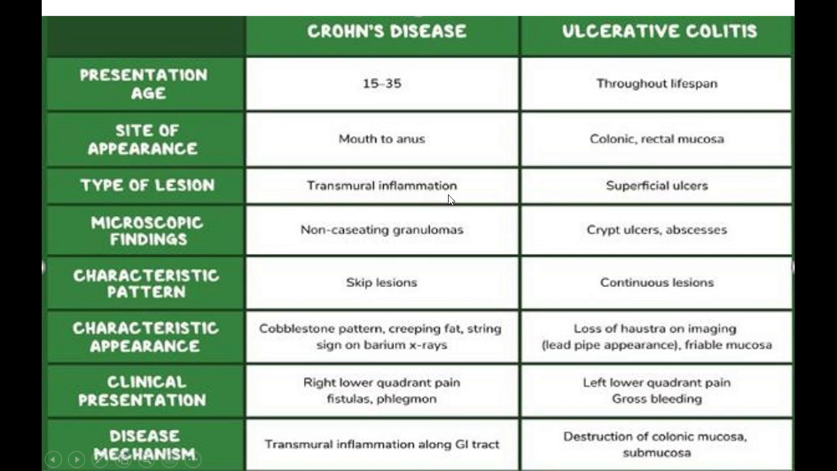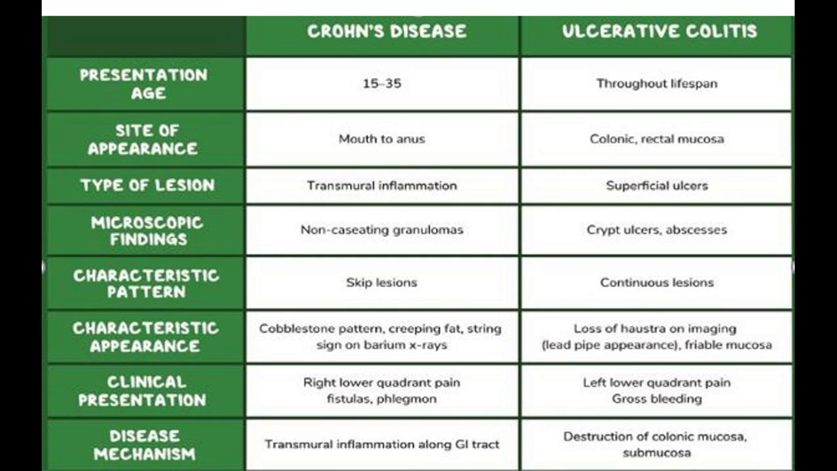Type of the lesion: the inflammation is transmural in Crohn's disease, and superficial ulceration is common in ulcerative colitis involving the mucosa. Microscopical finding: non-caseating epithelioid granulomas are found in 50% of cases. Crypt ulcers, crypt abscess and crypt distortion are features of ulcerative colitis. Skip lesion is a feature of Crohn's, whereas continuous involvement is a feature of ulcerative colitis.